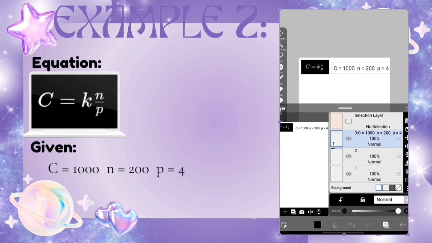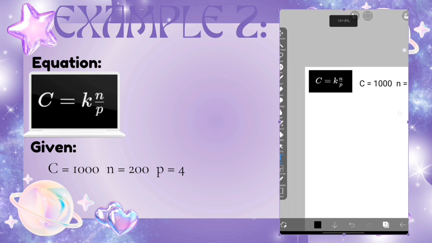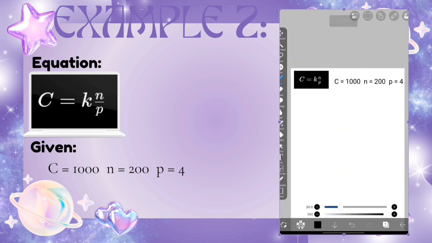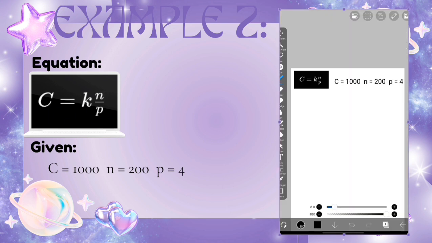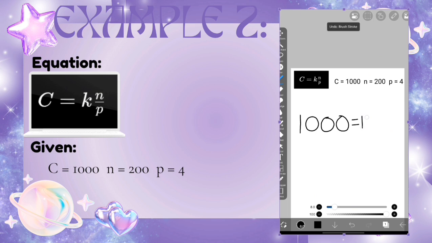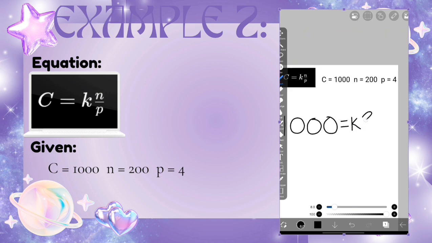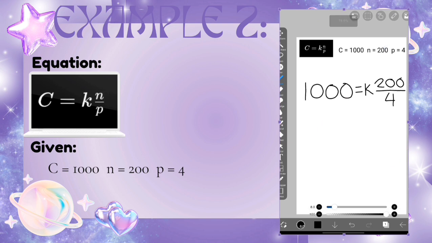Good day everyone! I am going to show you how to solve combined variation. Here's our equation and given. So, let's begin to solve our problem. Syempre naman, in this part, we're just gonna put our given into our equation. We're just going to rewrite 1,000 equals K, then 200 over 4. Kasi syempre, yun na nga yung equation natin. So, yan na nga ang first step.